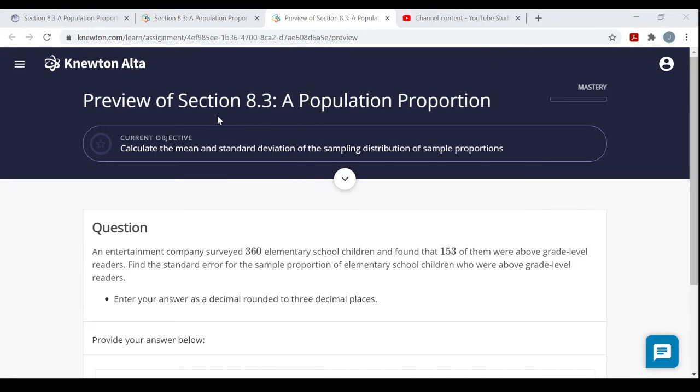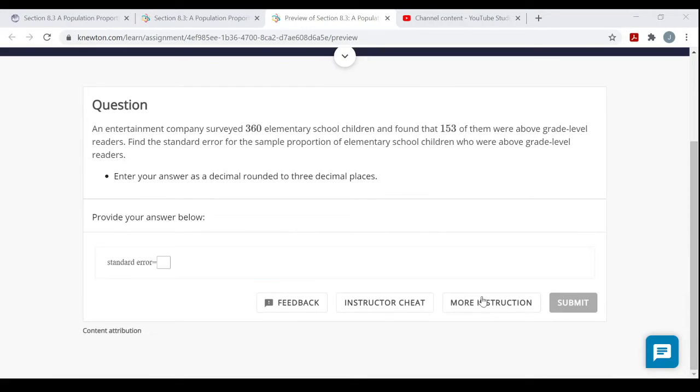So again, I'm hoping that you have read section 8.3 in your OpenStax statistics book. Also, if you're looking at this and are unfamiliar with the topic, want to see some more about it, click on more instruction here and look at their notes, their videos, their examples, and hopefully that'll help you out as well.